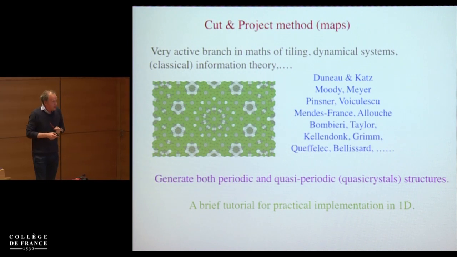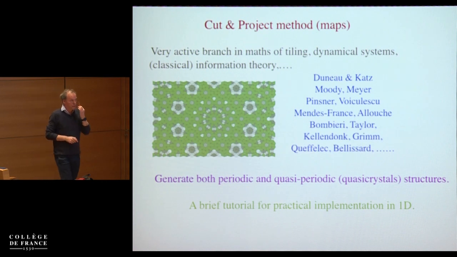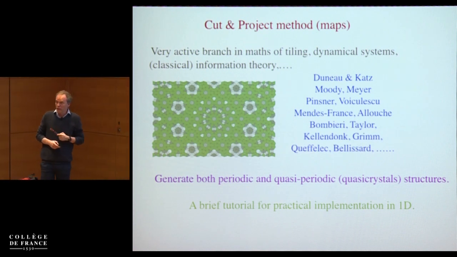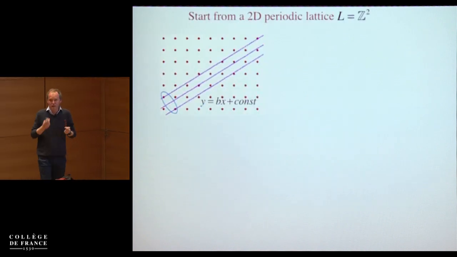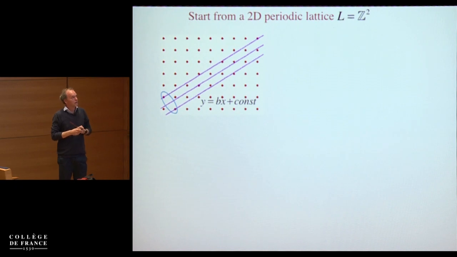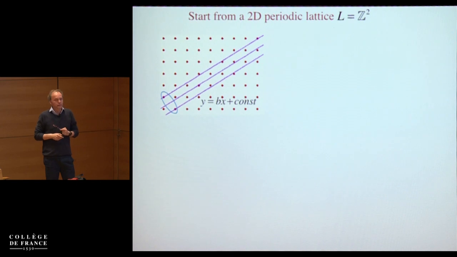So anyway, this is a way to generate both periodic and quasi-periodic structures. It's not limited to this. And here I will give a very brief tutorial for practical implementation in a 1D system. So what is the idea? Very briefly, you start from a 2D periodic lattice of points, Z2, and then you draw a line with a given slope that I call B, and with an origin that is wherever you want. This is a constant.